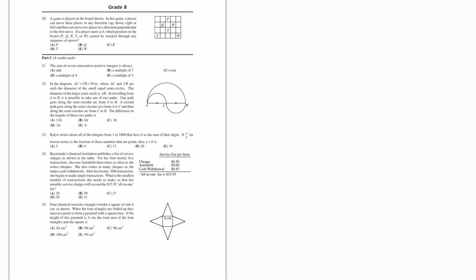Number 20. A game is played on the board shown. In this game, a player can move 3 places in any direction, up, down, right, or left, and then can move 2 places in a direction perpendicular to the first move. If a player starts at S, which position on the board, P, Q, R, T, or W, cannot be reached through any sequence of the moves?